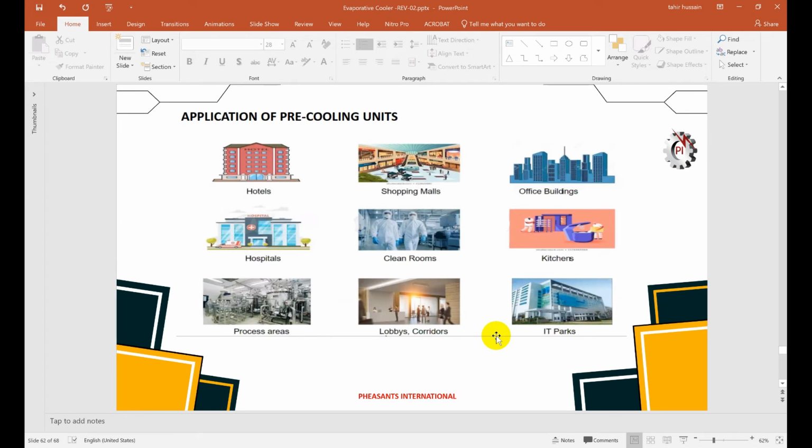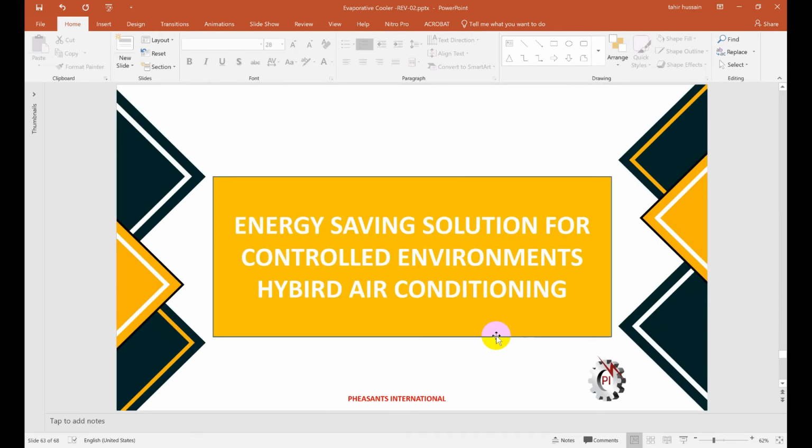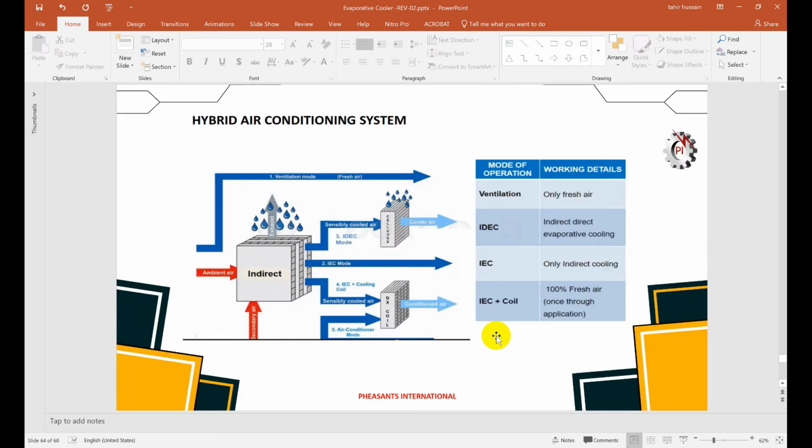Application, this is already we discussed, also the different applications in the hotel, shopping mall, hospital, pharmaceutical, warehouses, process, data center, kitchens, malls, residentials. So energy saving solution we will see now. Now we will see the hybrid system. How we can use the hybrid.